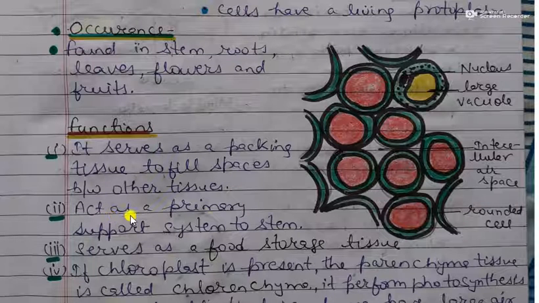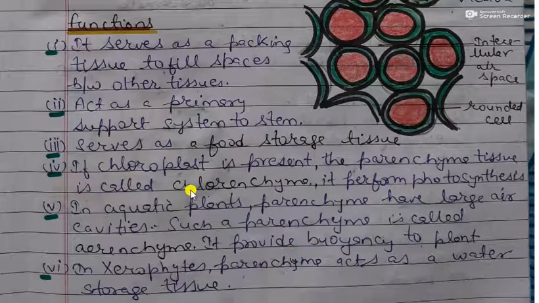It also acts as a primary support system to the stem. Parenchyma tissue also serves as a food storage tissue. It means it also stores food. Sometimes if chloroplast is present in the parenchyma, that parenchyma is known as chlorenchyma. And it also performs photosynthesis because it contains chloroplasts which are filled with chlorophyll.